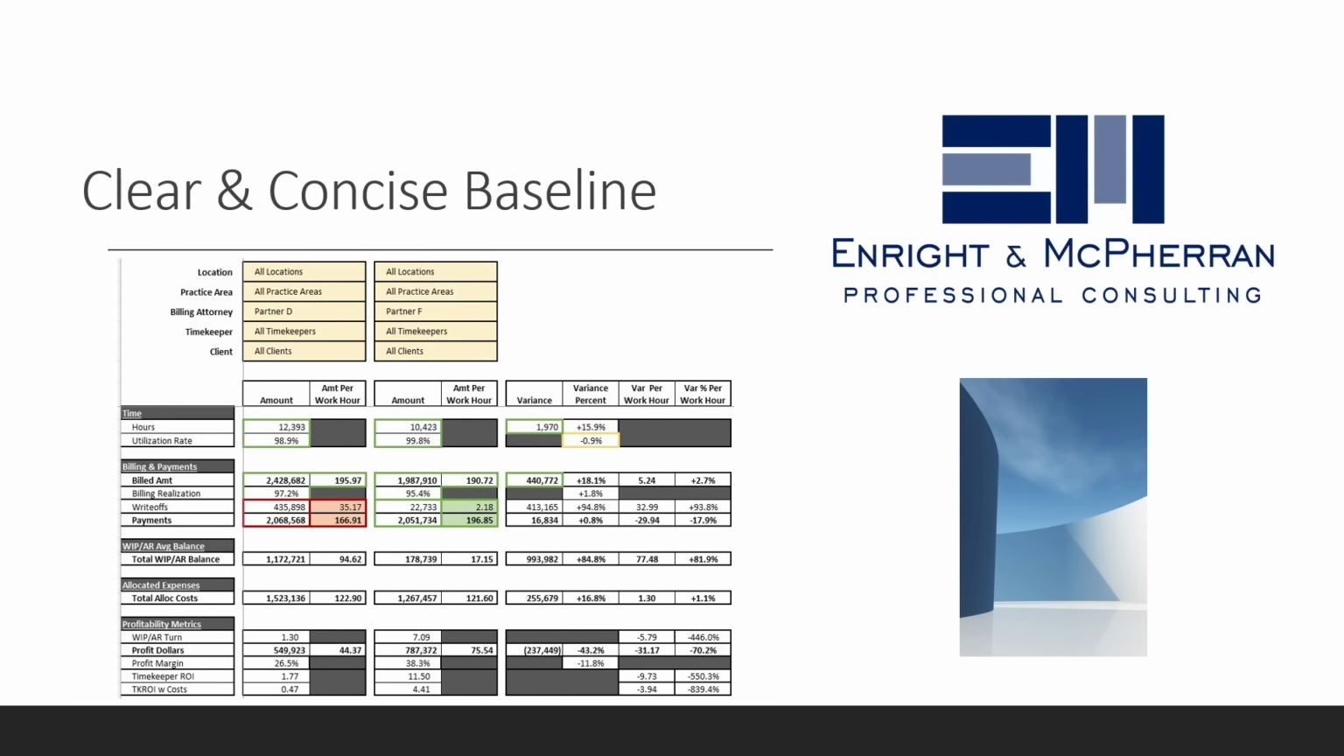Partner D's write-off represents $35.17 per billable work hour, while the write-offs associated with Partner F's are only $2.18. Partner D's payments received represents $166.91 per billable work hour versus $196.86 for Partner F. It's good both billing attorneys collected $2 million, but this information shows that Partner F did a much better job of getting full value out of the billable hours worked.